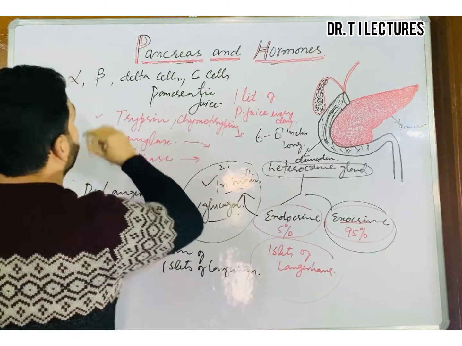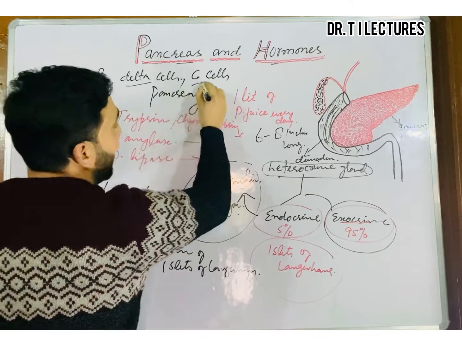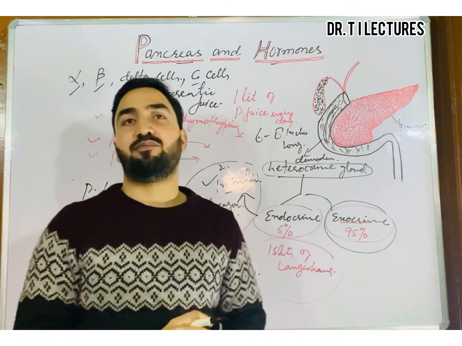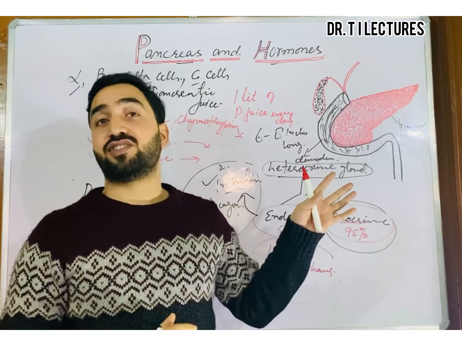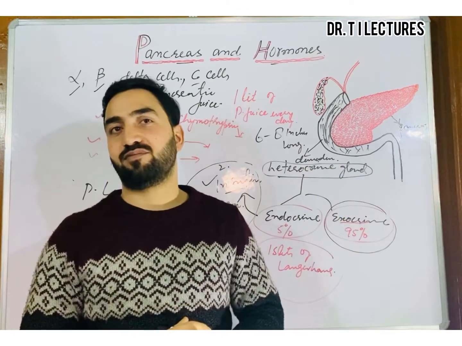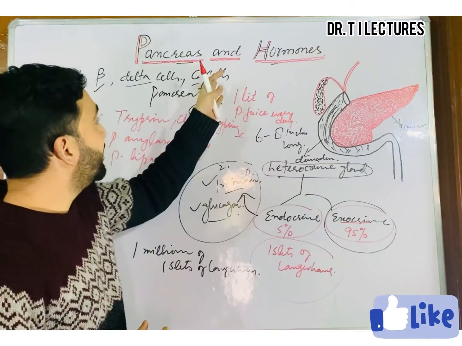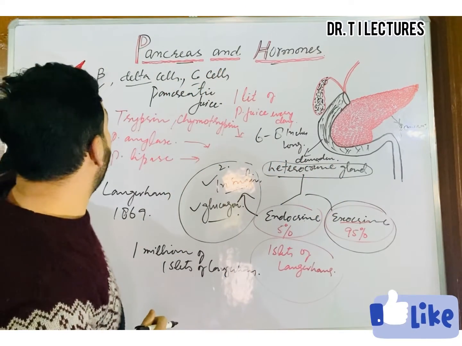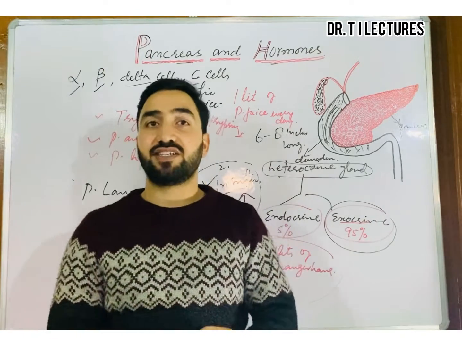Sorry, four types of cell. Number one is alpha, number two is beta, number three is delta, and number four is the C type of cell. The function of the C cell is not known yet, it is uncertain, but the functions of alpha cells, beta cells, and delta cells are clear.